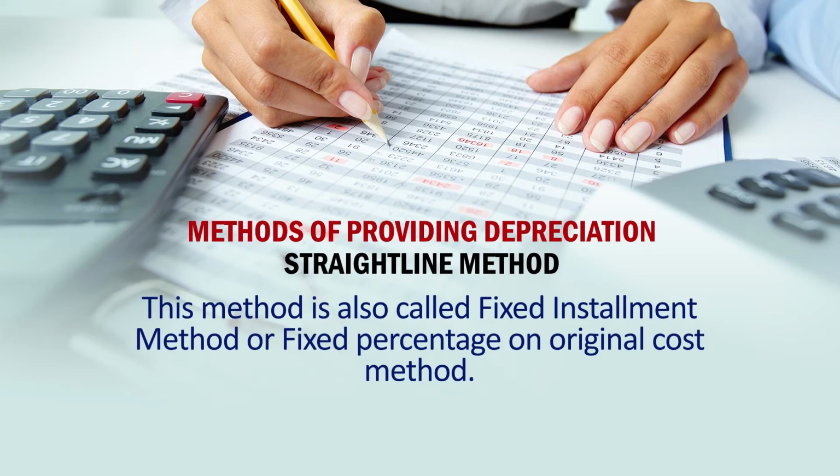So, these are the two important aspects which we need to keep in mind. The first one is that this method is suitable where economic benefits from an asset are expected to be realized evenly over the expected useful life of the asset. And the second one is that no reliable estimate can be made regarding the pattern of economic benefits expected to be derived over an asset's useful life. This method is also called the fixed installment method or the fixed percentage on original cost method.